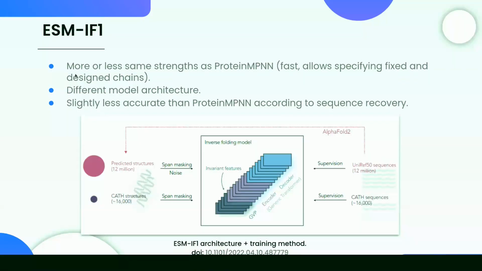Next up is ESM-IF1, which is the inverse folding model by Facebook. It's quite similar to ProteinMPNN. It has basically the same strengths and weaknesses, and it's also very fast and allows most of the same features as ProteinMPNN. It's slightly less accurate than ProteinMPNN according to sequence recovery, but in my opinion, I don't think that really matters that much because sequence recovery is a somewhat deceptive metric. And we're going to discuss this a little bit more later on.